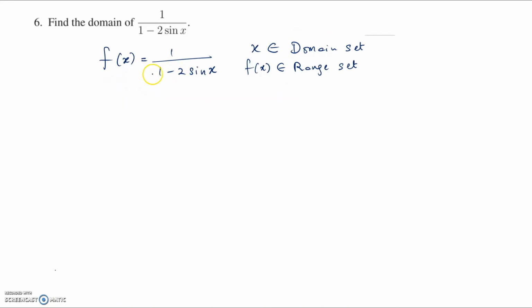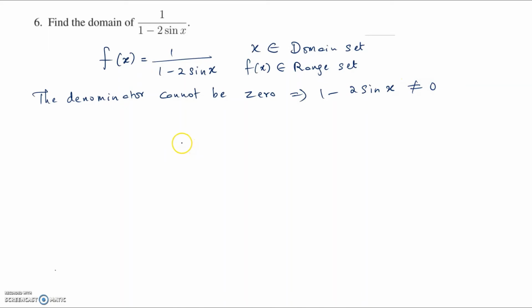All right, now from this we can see that the denominator cannot be 0. So the denominator cannot be 0. This implies that our 1 minus 2 sin x is not equal to 0. Therefore, what would this mean? So further simplifying this, our sin x is not equal to 1 by 2. If sin x is 1 by 2, then this will be equal to 0. So sin x shouldn't be 1 by 2. Now, when is sin x 1 by 2?